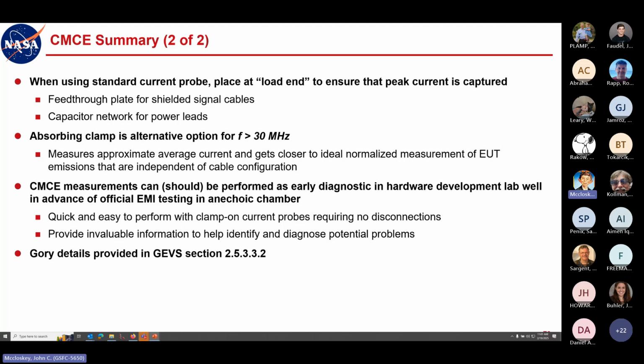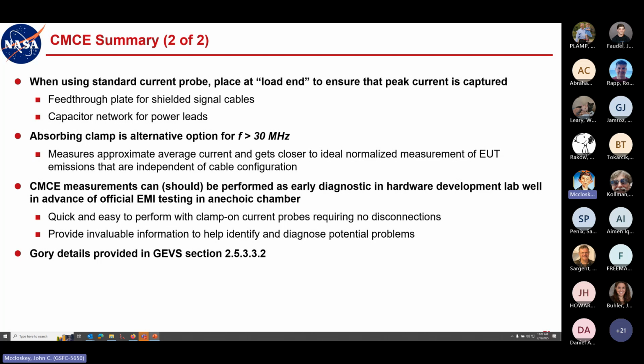Below that, it's adding more inductance, and that's going to be a little bit less controlled. What you want is the added resistive impedance, not the added inductance. But it measures the approximate average current and gets closer to an ideal normalized measurement of EUT emissions that are independent of cable configuration.